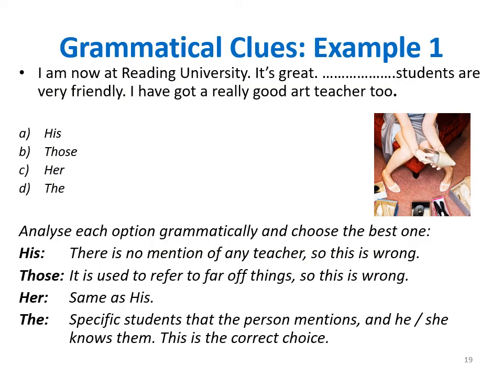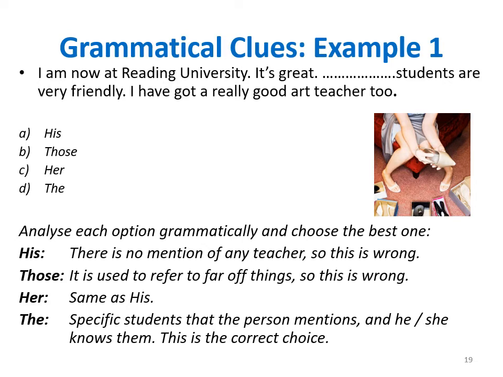Grammatical clues. For example, I am now at Reading University. It's great. Something students are very friendly. I have got a really good art teacher too. Now, the options are his, those, her, the. Analyze each option grammatically and choose the best one. Let us analyze. Can we say that his students are very friendly? I mean, I am now at the university. It's great. His students are very friendly. I have got whose students? We have not talked about any teacher. There is no mention of any teacher, so this is wrong.